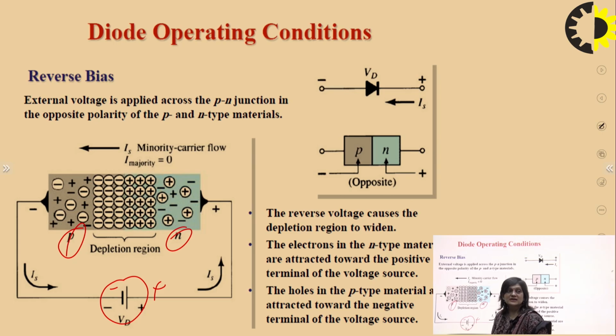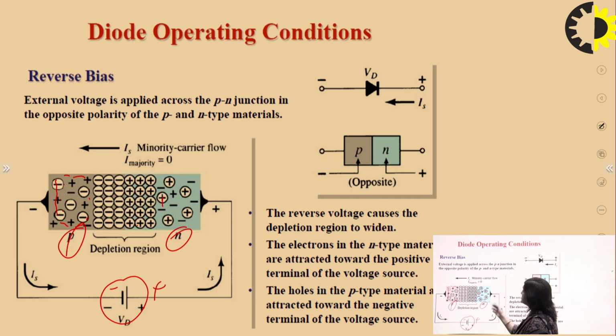That's why the majority current is 0 in this case, and this barrier potential only supports the movement of the minority charge carriers. Here the minority charge carriers at all the places in the semiconductor will get involved in the conduction. So minority current will be more here in comparison to the forward bias.